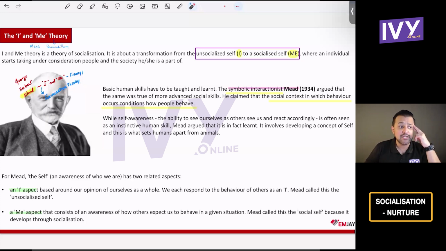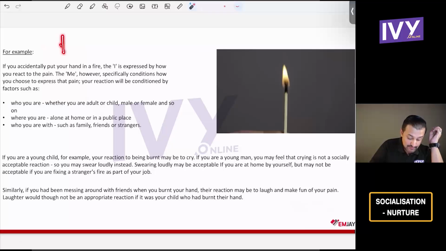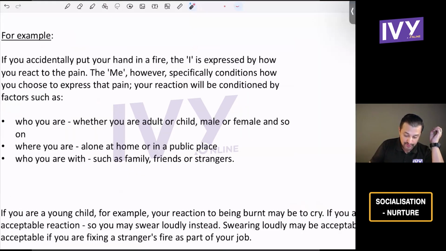Something as simple as you wouldn't simply walk into any formal event in your pajamas. You wouldn't, right? Because you're behaving the way the society expects you to behave. So Mead called this the social self because it develops through the process of socialization. Now, this is the example that I was trying to explain to you. I'll just read through this so that you understand it real quick.